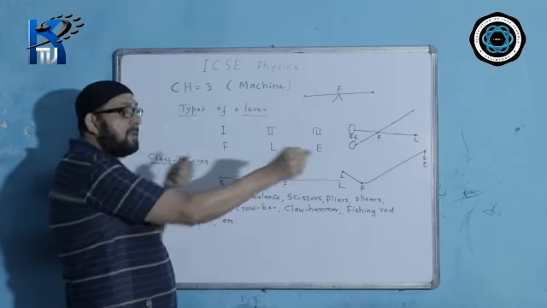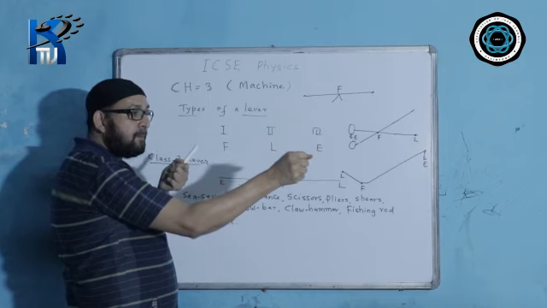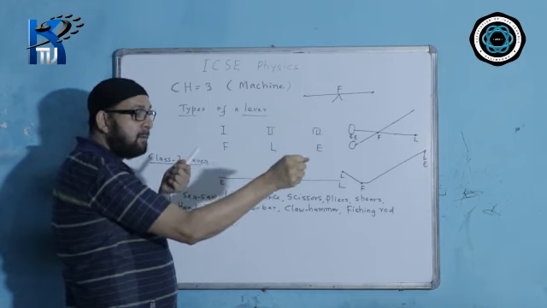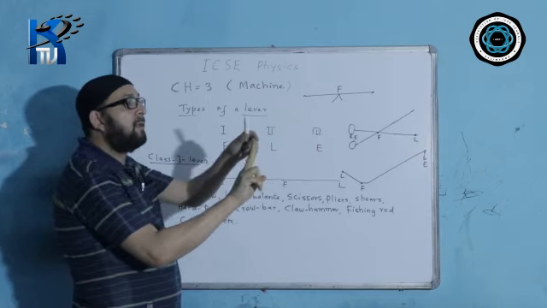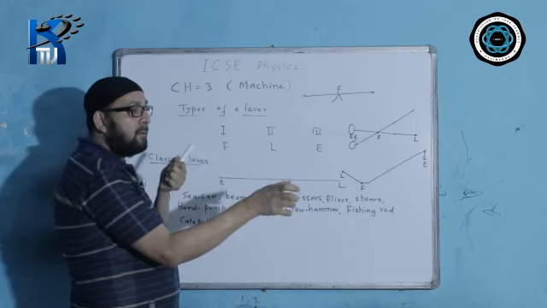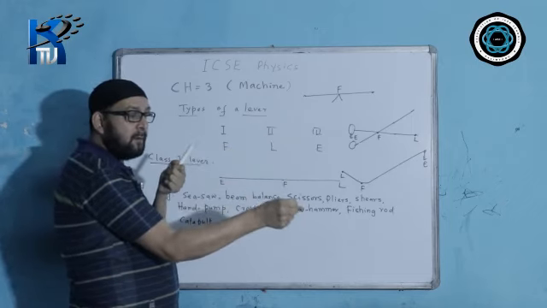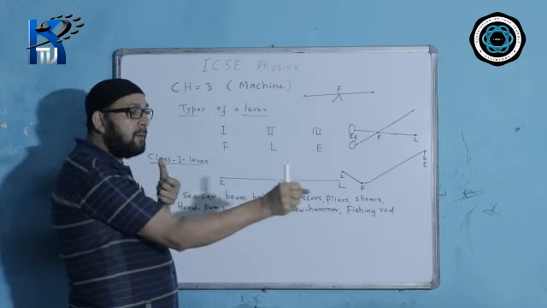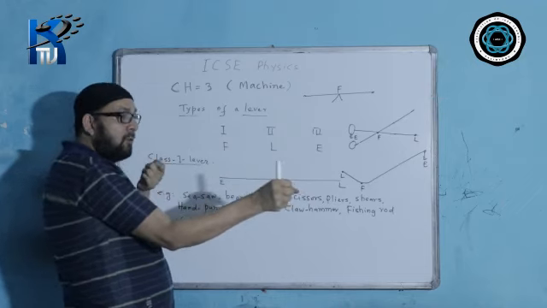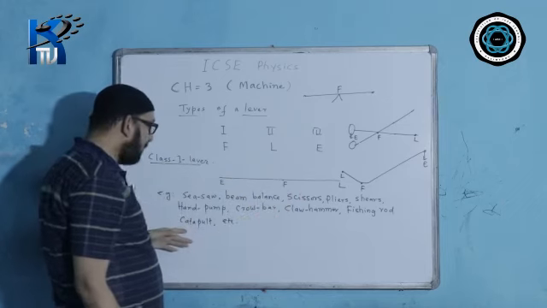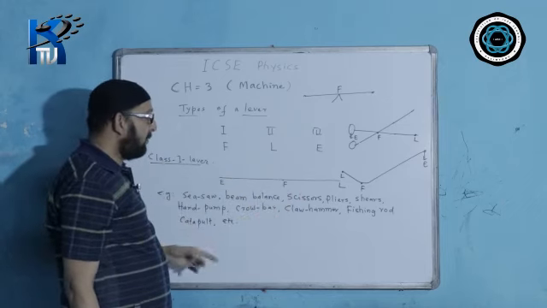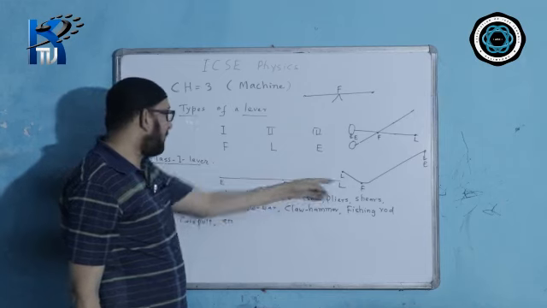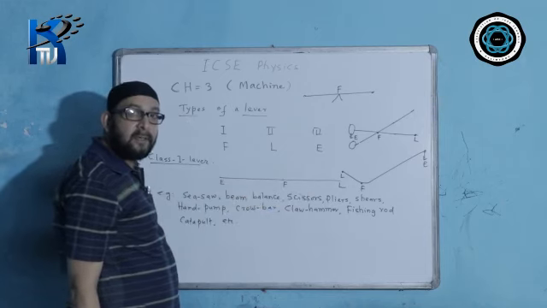Catapult, here is a catapult. In a catapult, the fulcrum is over here, and the effort is out here. This way we are holding the wooden part of the catapult, that is the effort, and here is the load which we are releasing. This is also an example of class 1 lever. The fulcrum is situated between the load and the effort. There can be many other examples as well.